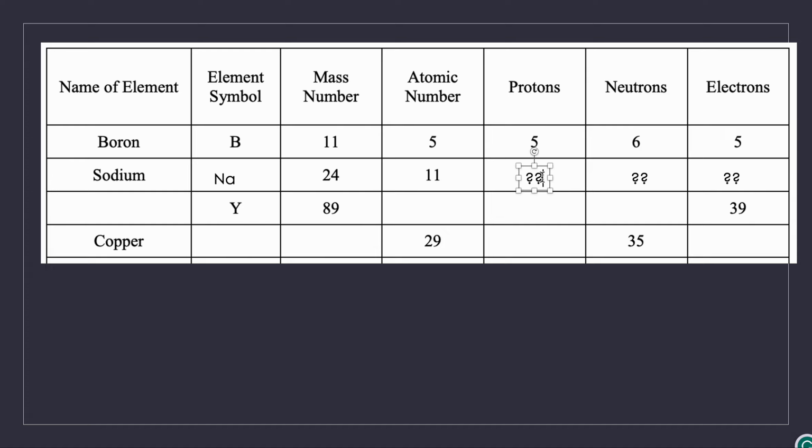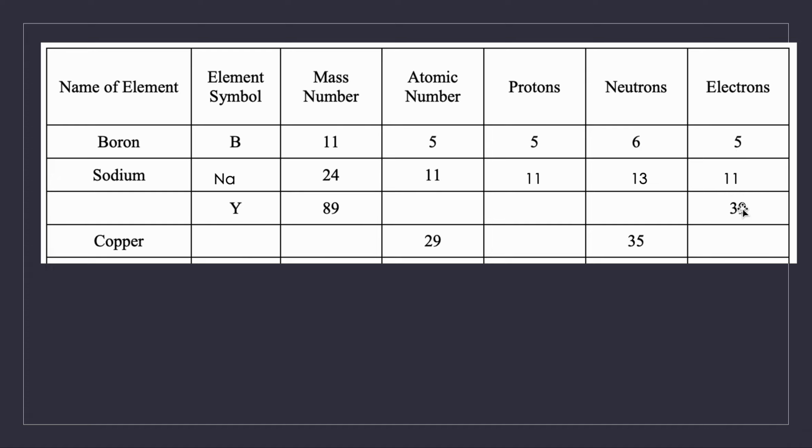So in this case, the number of protons stays the same, 11, but the number of neutrons is not 22. The number of neutrons is 24 minus 11, which is 13, because this is an isotope. And the number of electrons, since nothing else is given, we're going to assume is just the same number of protons, 11.